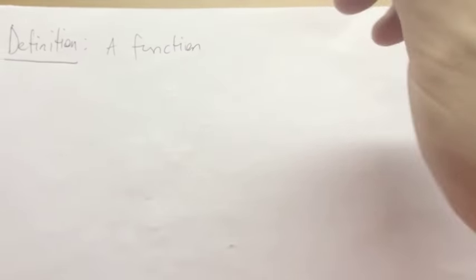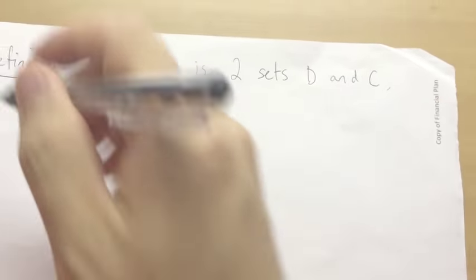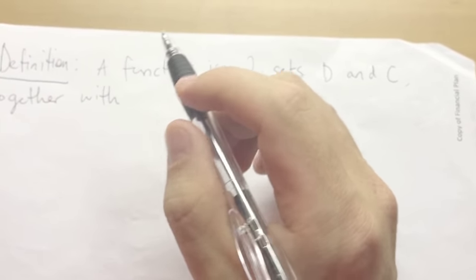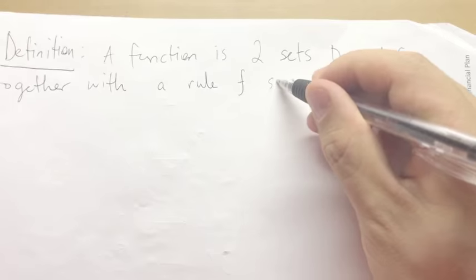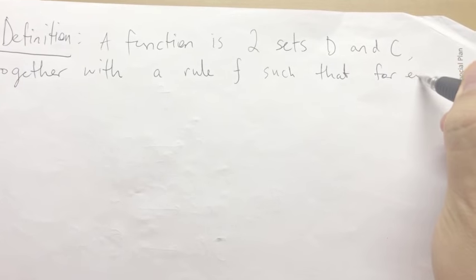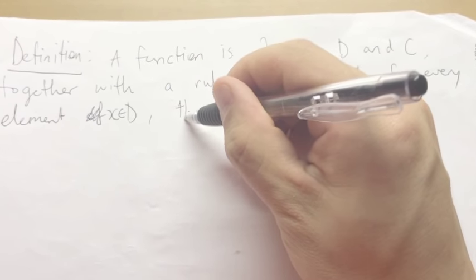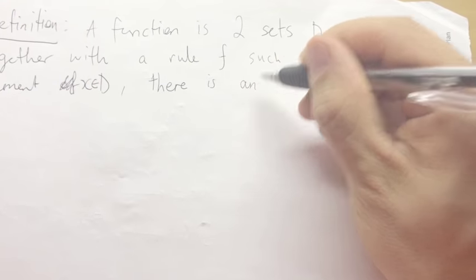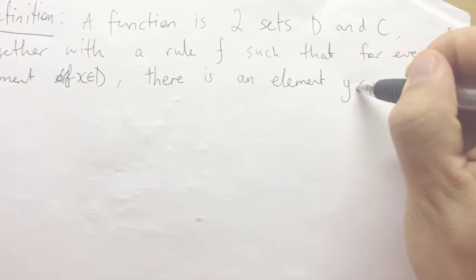A function is the combination of three things: two sets, D and C, together with, and obviously we can change these letters as we denote different functions, a rule f that for every element x of D, there is an element in C.